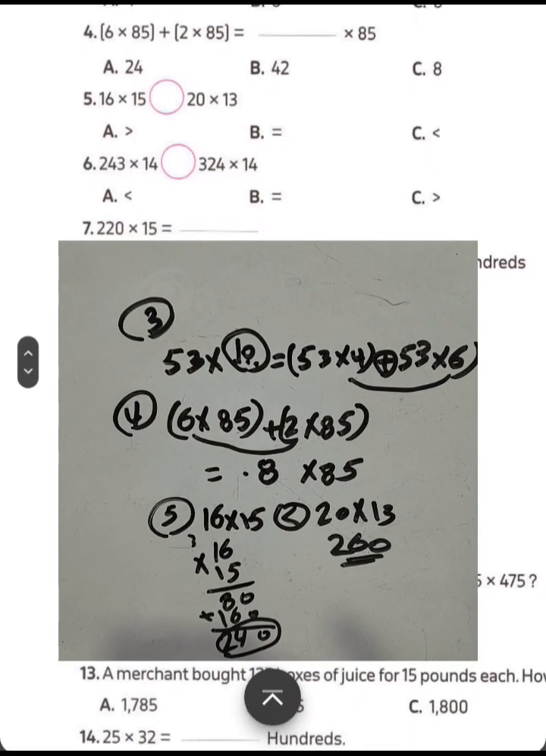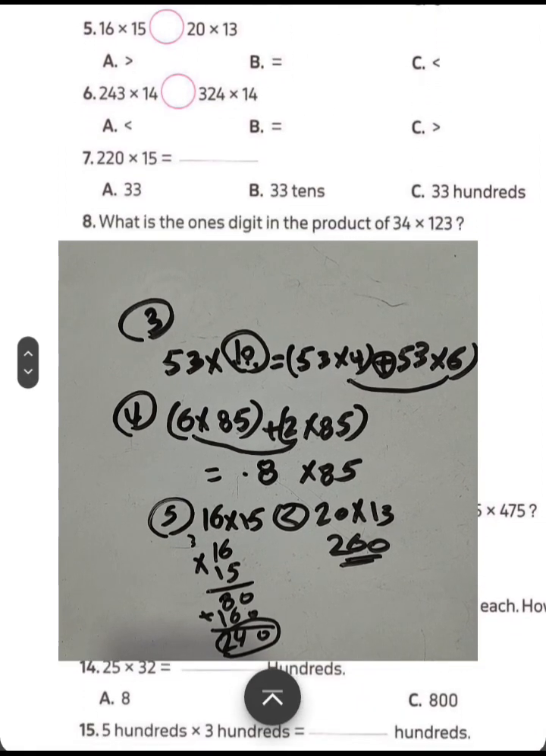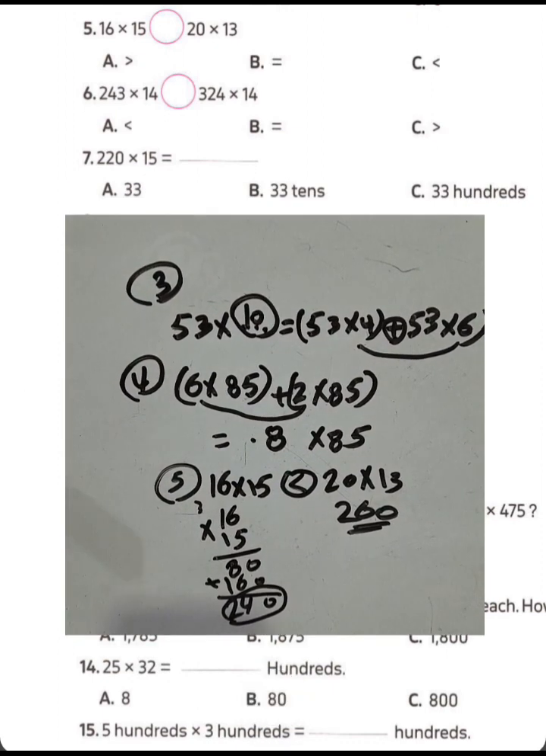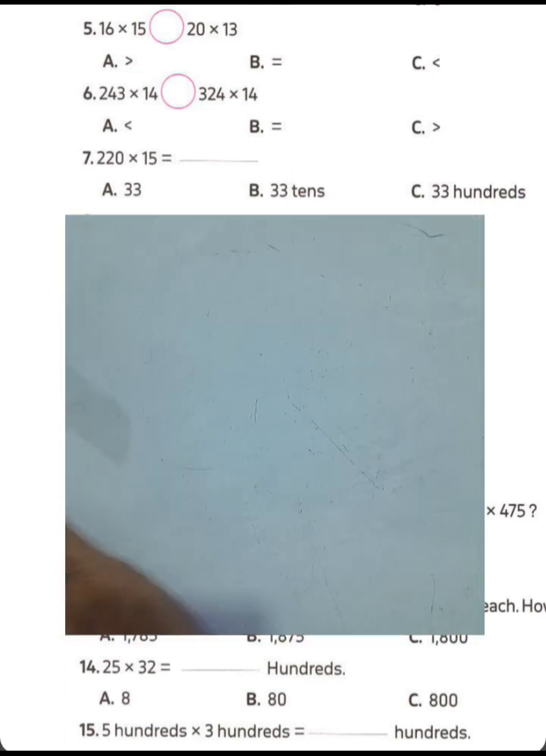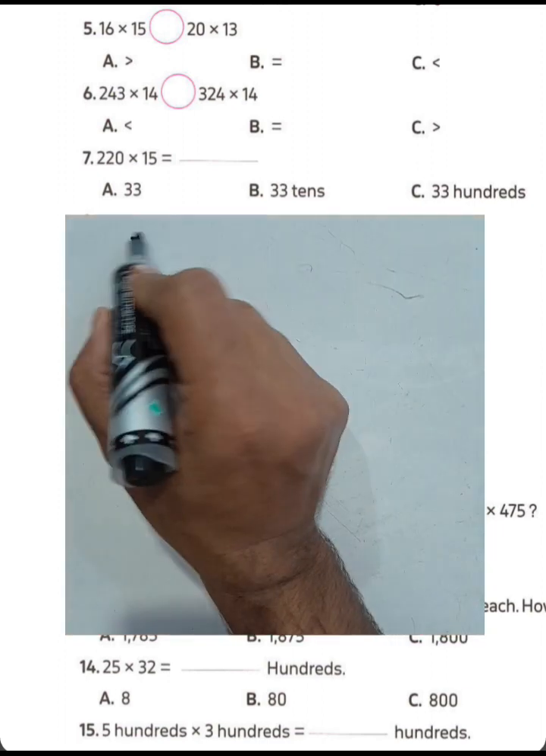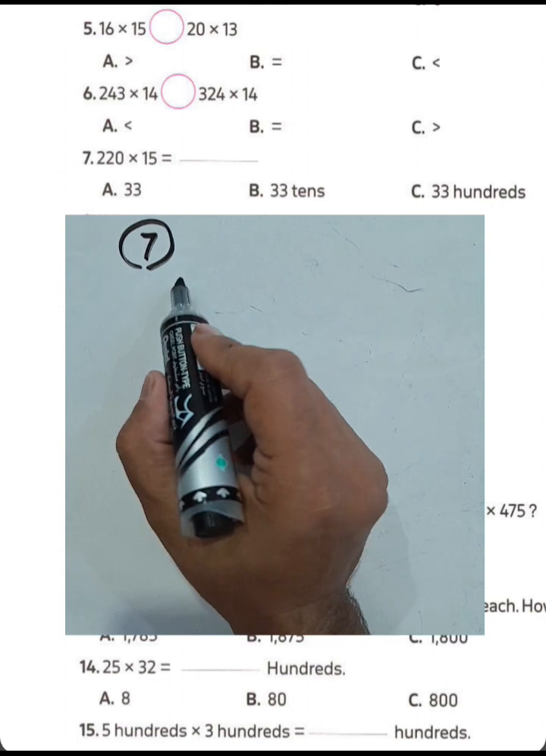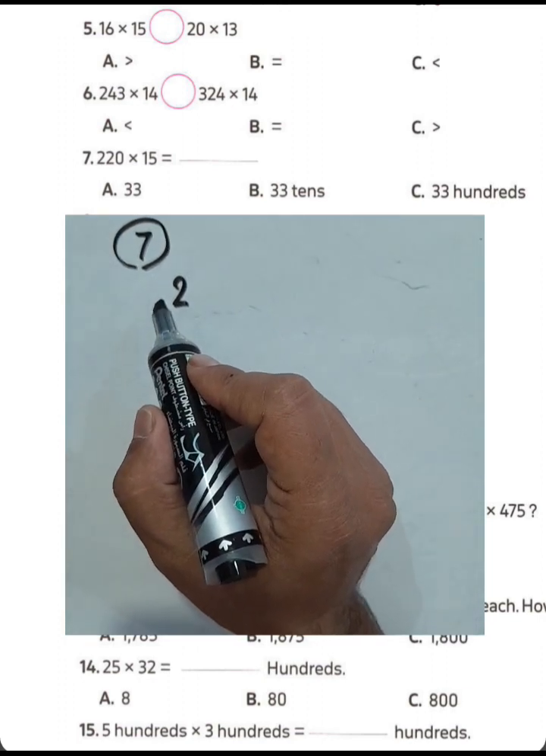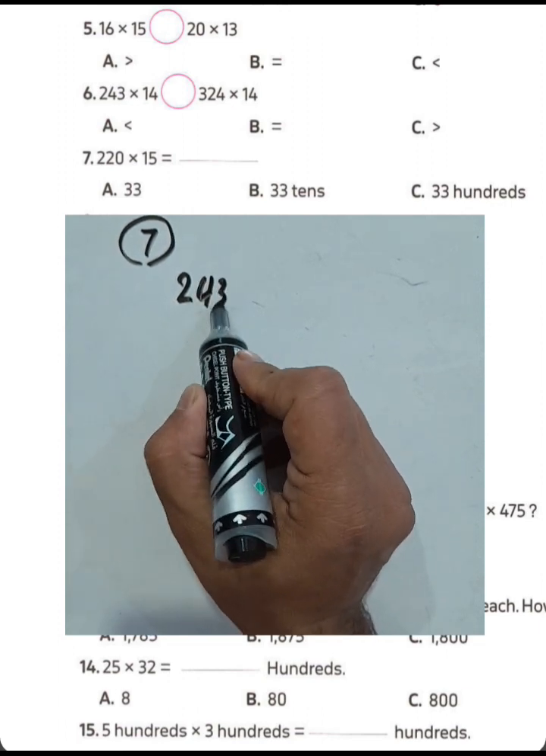Okay, question 7. 220 times 15 equals what? Write 220 on the top and 15 on the bottom. And we can write 5 outside in the ones, and 22 times 15 right here.